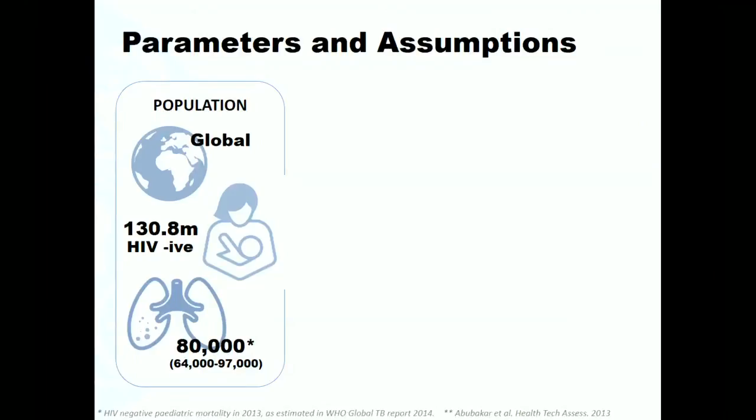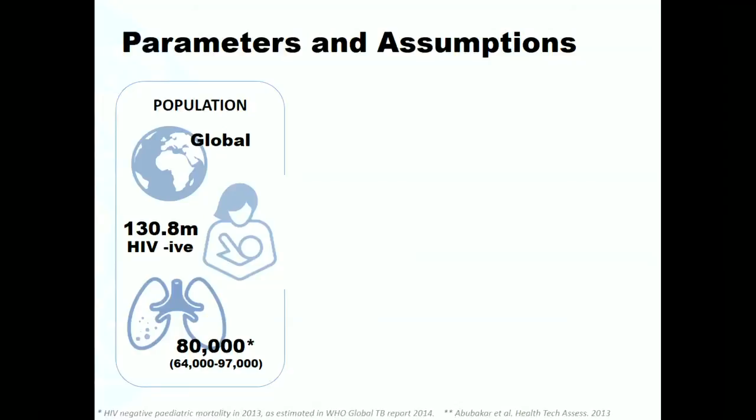So just to start with a few of the parameters and the assumptions that were built into the model that we developed. So we developed a global level model, not a country level, but a global level model based on the available data. We estimated the size of the global birth cohort and assumed that vaccine would just be delivered to those HIV negative since it's contraindicated in HIV positive children.